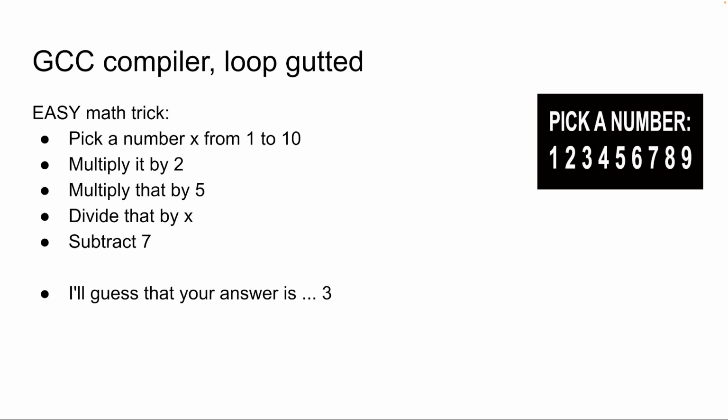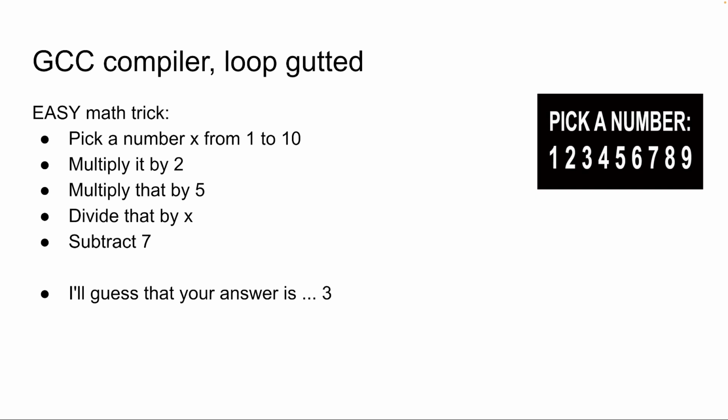So you're probably all familiar with this kind of math or magic trick where you tell somebody to pick a number from 1 to 10 and then do something. In this case, multiply it by 2, multiply that by 5, divide that by the original number, subtract 7, and I, Richard the Magnificent, will guess your answer.